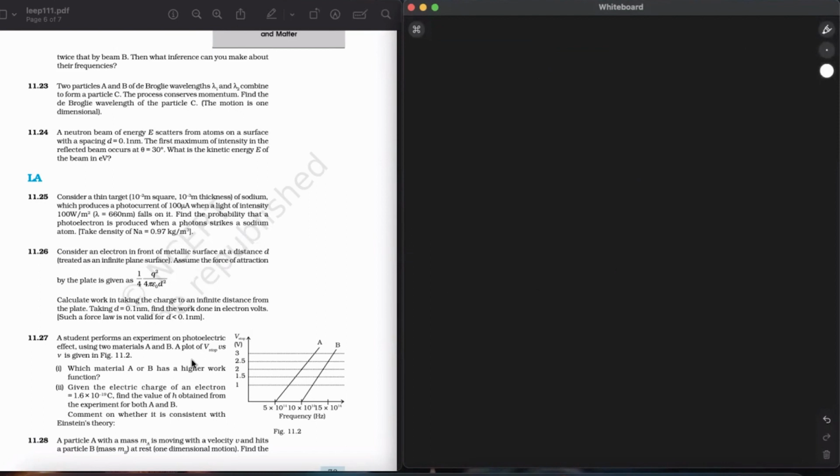A student performs an experiment on photoelectric effect using two materials A and B. A plot of stopping potential V stop versus frequency ν has been given in the figure. Which material, A or B, has a higher work function? First of all, answer this question for me. Work function, I told you, is the minimum energy required. The threshold frequency is the minimum frequency of incident radiation required to eject the electron. So if the incident frequency is less than the threshold frequency, there will be no photoelectric emission. First of all, you have to understand this.